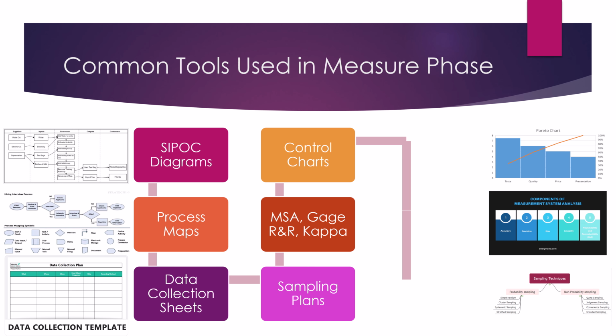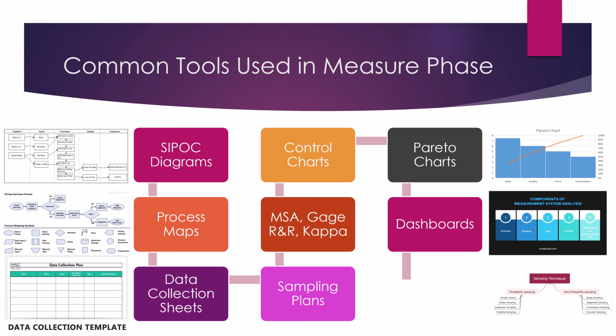Use control charts to check if your process is stable over time, and Pareto charts to highlight the biggest problem areas. Finally, organize everything into simple dashboards so stakeholders can easily track progress and insights. Together, these tools help you measure with confidence before moving into the analyze phase.